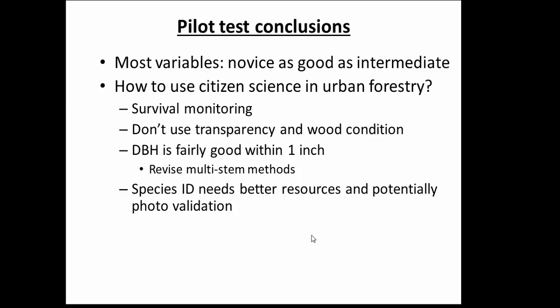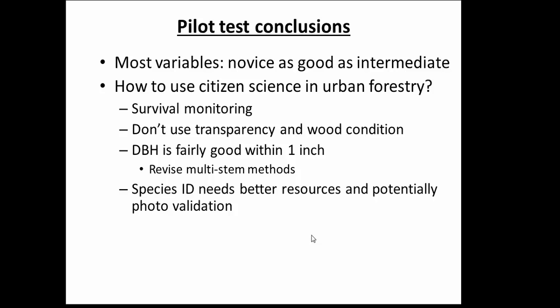And DBH is fairly good within 1 inch, but it's important to consider revising multi-stem methods. In the revised version of these protocols, the one that's actually up on the web right now, my colleagues and I have started to recommend that for multi-stem species, rather than following the protocols out of FIA, Forest Inventory Analysis, or the protocols out of iTree, instead go down. So think of it this way: for trees that branch a lot, around 4 or 5 feet, so your Zelkovas and your flowering cherries and your flowering pears, instead of trying to measure a whole bunch of stems around here, go lower where there's just one stem, and then it's more consistent for everybody.